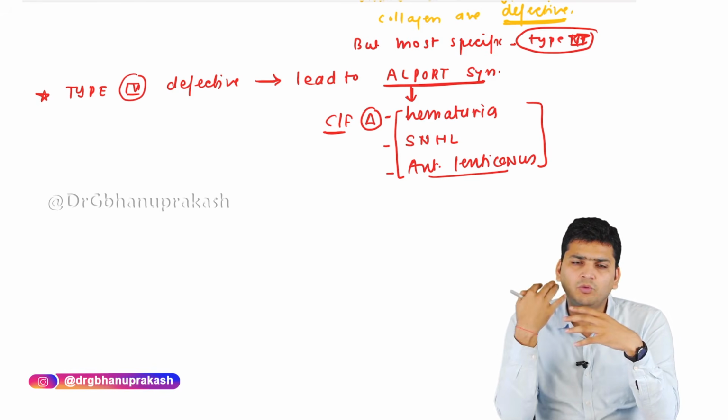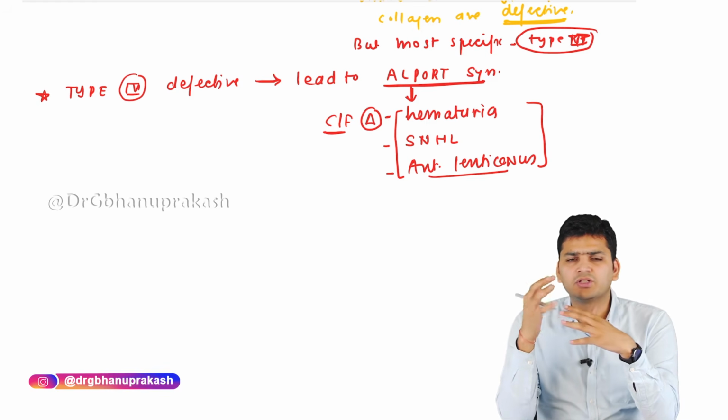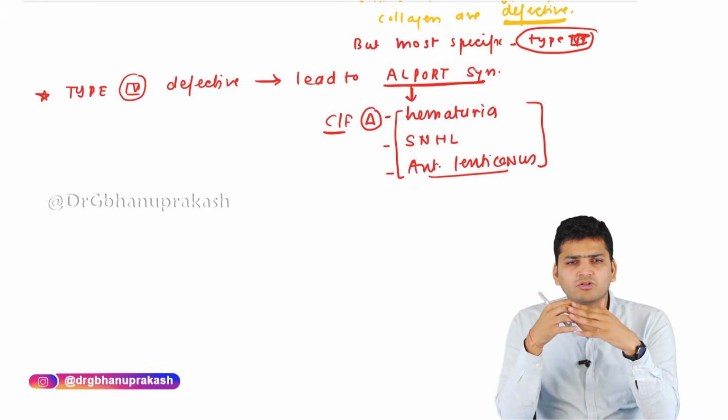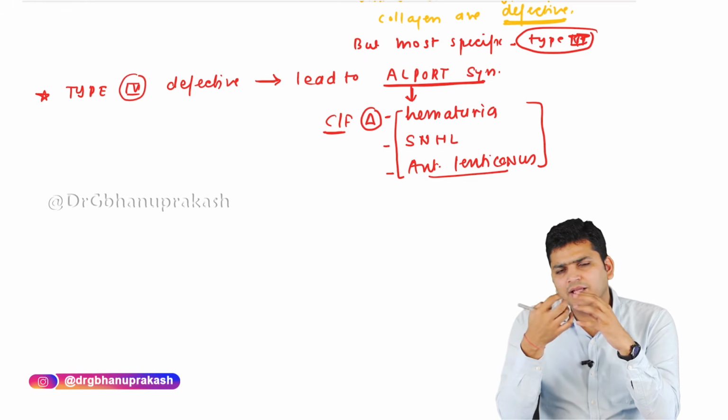We have discussed one more condition where we have sensory neural hearing loss, that was Pendred syndrome. That was there, if you remember, along with hypothyroidism, the iodine transporter, pendrin, was not working, right? So here also we are going to have sensory neural hearing loss. Along with that there will be lenticonus.